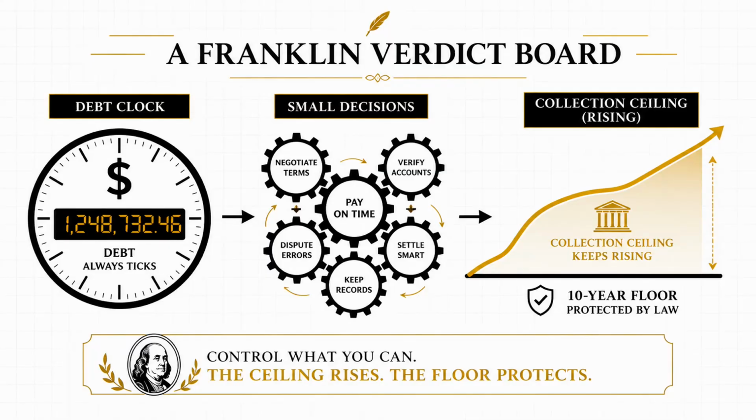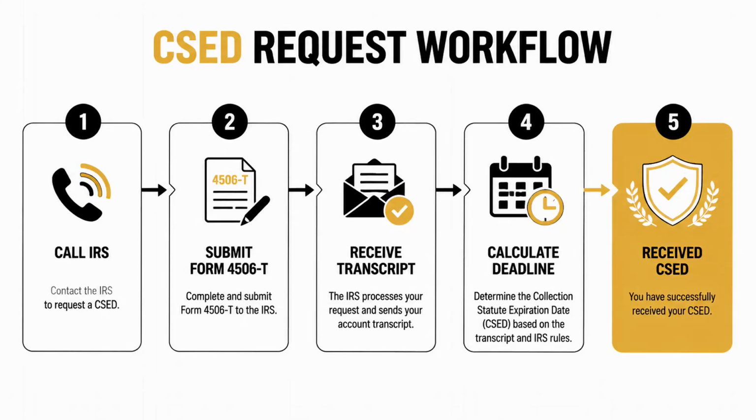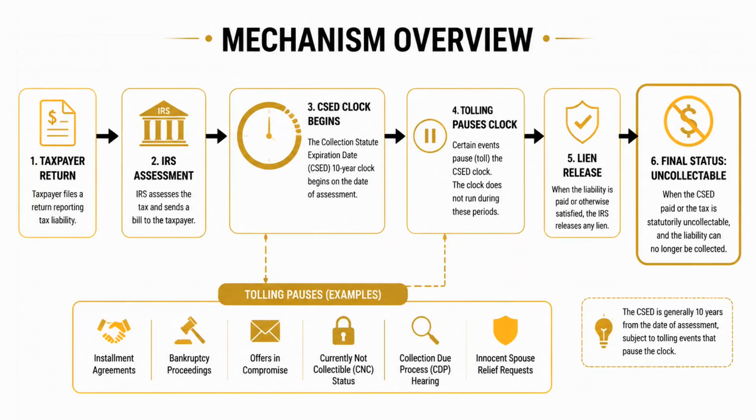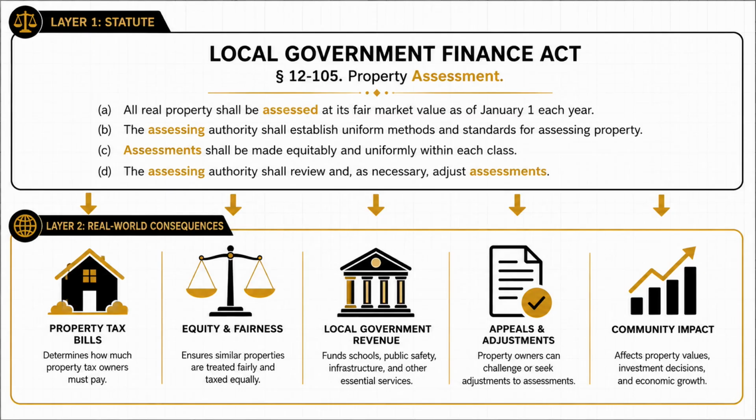The lien follows a specific post-expiration procedure. Under IRC Section 6325A, the IRS is required to release a federal tax lien within 30 days of the CSED expiration if the debt has not been paid. The lien release is not automatic in practice. You may need to follow up and verify that it has been filed with the appropriate county recorder, but the legal obligation is there. What does not happen?